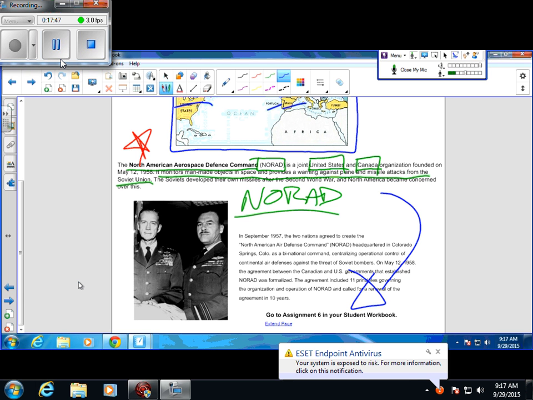So basically, NORAD, like I said, was an agreement between the United States and Canada. It provides a warning against plane and missile attacks from the Soviet Union. During this time period, the Soviet Union and the USSR were really aggressive, launching missiles and other technology into space. Canada and the United States were really concerned because of this, and that's why we formed NORAD.